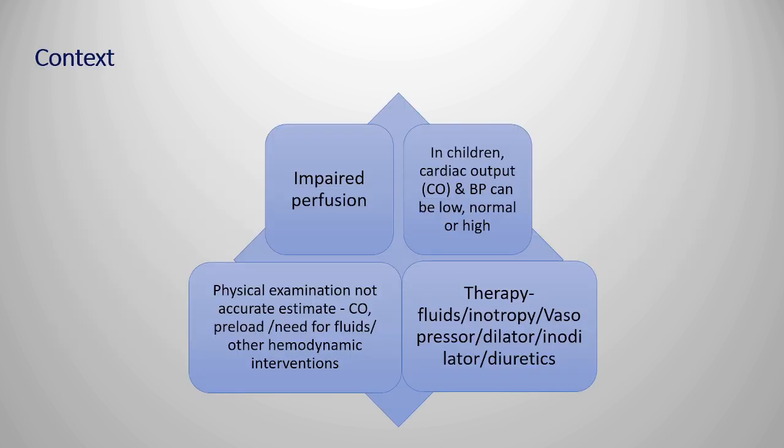So the context, basically, is whenever there is a setting of impaired perfusion that is giving you shock, impaired tissue perfusion, which can happen in various situations. Particularly in children, the cardiac output in settings of impaired perfusion can be variable. It can be low, normal, or high. Similarly, blood pressure can also be misleadingly high despite a low perfusion state. So it can be low, normal, or high.